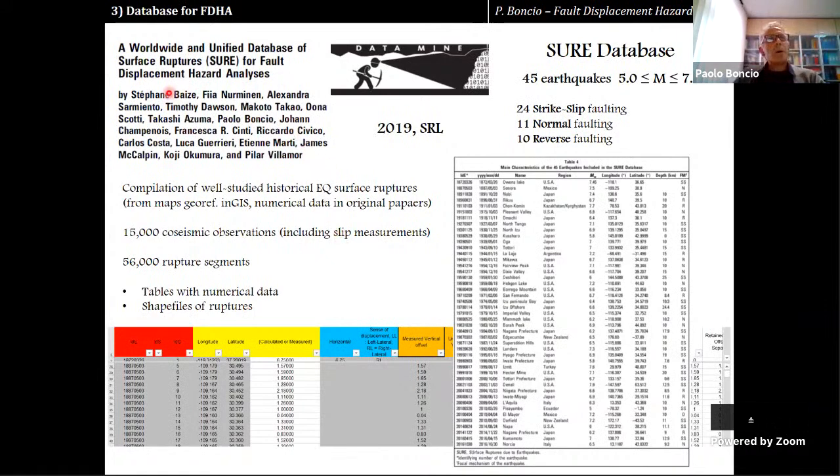Recently, a database of surface ruptures for fault displacement hazard has been published. The name of the database is SURE. It is the first result of a project led by Stéphane Baize, IRSN France. Within the database, there are surface ruptures from 45 earthquakes with magnitude ranging from 5 to 7.9. All the kinematics are represented. It is a compilation of well-studied historical earthquake surface ruptures. There are several co-seismic observations and rupture segments in tables with the numerical data and the shape files.